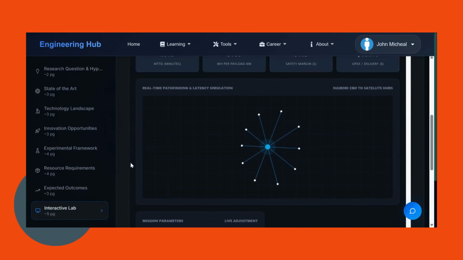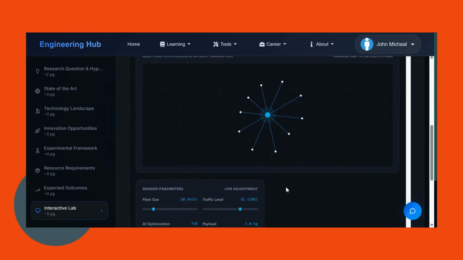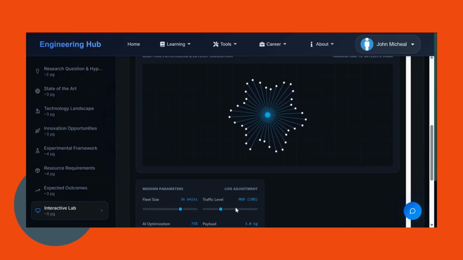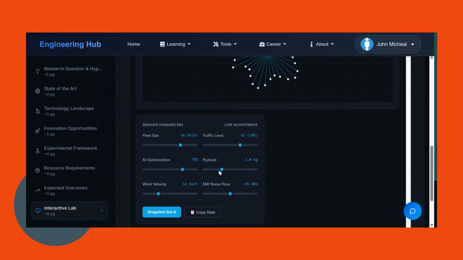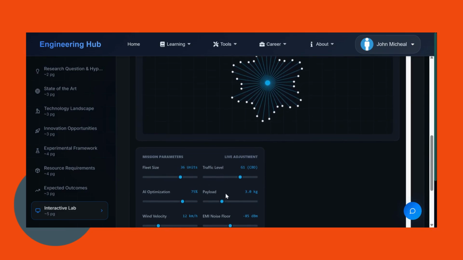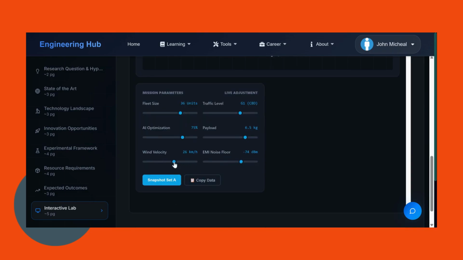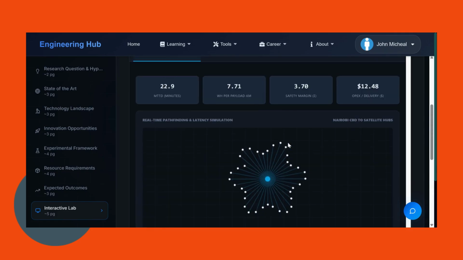Now, the interactive lab. Woo! This is the real-time pathfinding and latency simulation. I just have to say wow. Woo! 36 units. Have you seen the UFO videos? It looks like that UFO that was being rumored to be an angel or something, yeah? Payload, nice floor. I don't know what this is. Wind velocity, blah blah blah. What is it even doing now?